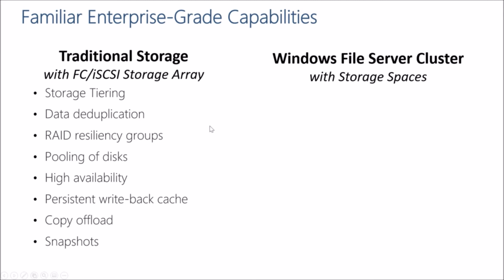There's data deduplication, as the name suggests, removing duplicates, storing one instance rather than hundreds of instances. There's RAID redundancy for resilience. There's pooling of disk. There's high availability. There's persistent write back cache, copy offload, and snapshotting. This copy offload means that once you start the copy process, you don't need to be involved. It's taking place in the background. Whereas the snapshot, you're probably familiar with virtual machine snapshots, but with the storage server, you can take snapshots of the storage as well. Those are things you can do on traditional storage.